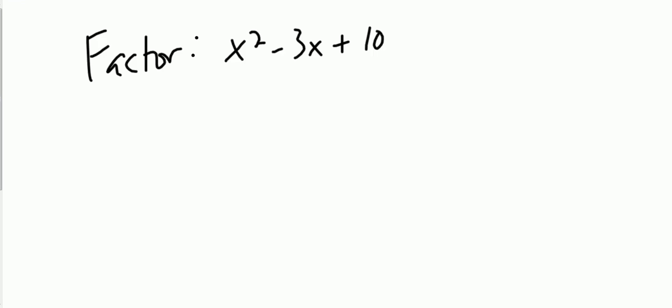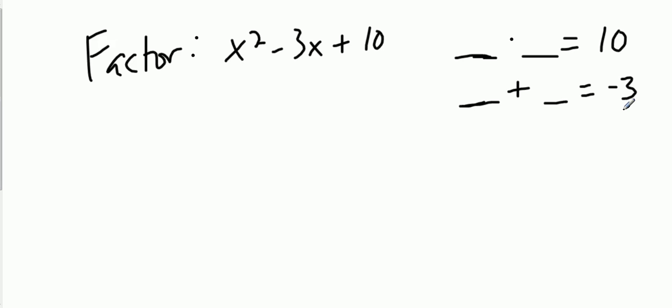Okay, same scenario, trinomial, no greatest common factor. So we need two numbers that are going to multiply to 10, and those same two numbers are going to have to add to negative 3. Okay, now it's a positive 10. You don't have to write the positive, but sometimes it's worth putting the plus there just to remind you that you're going to have to add to negative 3, not subtract.